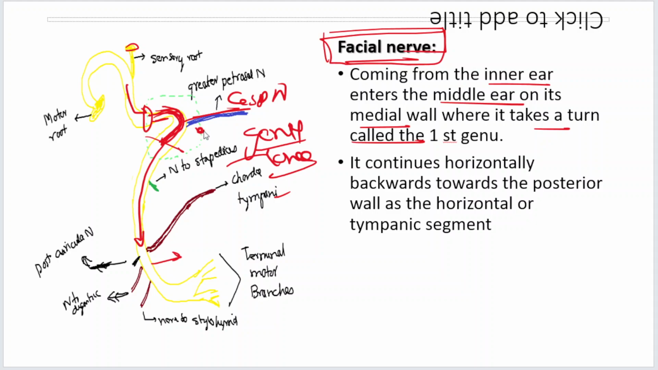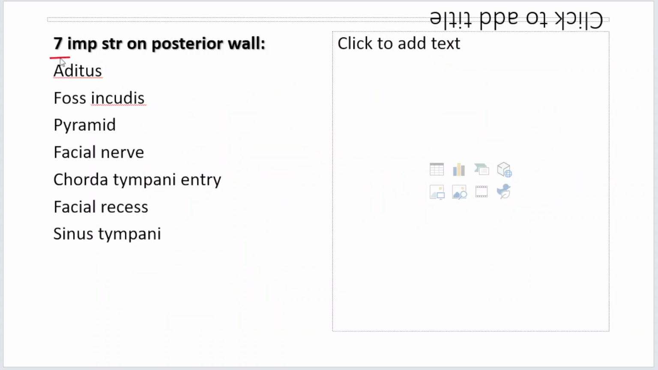Just below it you will have the processus cochleariformis hook, which the tensor tympani tendon will hook around to get attached to the neck of the malleus. Then it continues horizontally backwards towards the posterior wall as the horizontal or the tympanic segment. So let us have a quick recap of the 7 important structures on the posterior wall.